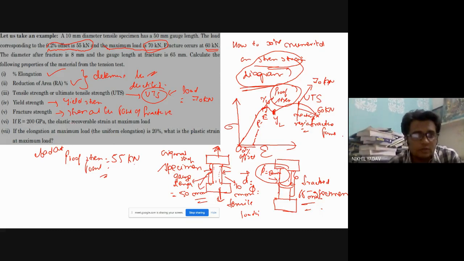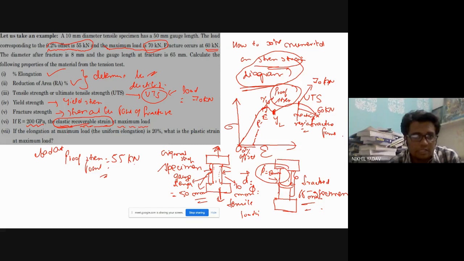If E is equal to 200 GPa, what is the elastic recoverable strain at the maximum load? How much strain will be recovered at the maximum load if E is equal to 200 GPa, okay?